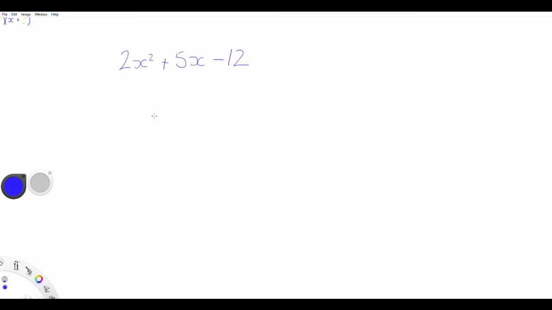So let's think about another example. So we've got here 2x squared plus 5x minus 12. We're going to follow the same process. Remember, with a lot of mathematics, learn the process, follow it, practice it, and we can't go wrong.